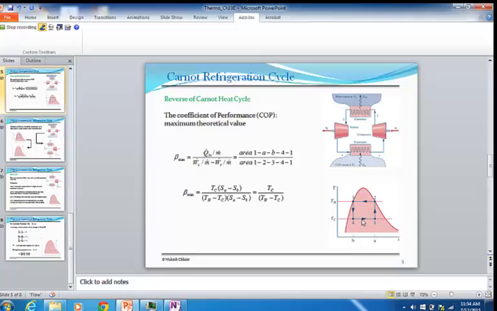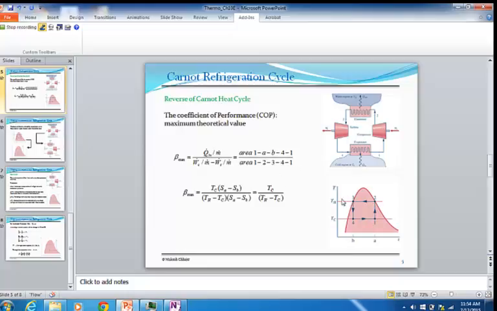So Q in would be just the area under this curve, which will be the area of 1AB41, that lower rectangle here. And the net work done would be nothing but the difference in the heat transfer, or these two energies. So that will be the area of this rectangle, the area of the rectangle 1 2 3 4, and so that's what this area is, 1 2 3 4 1.